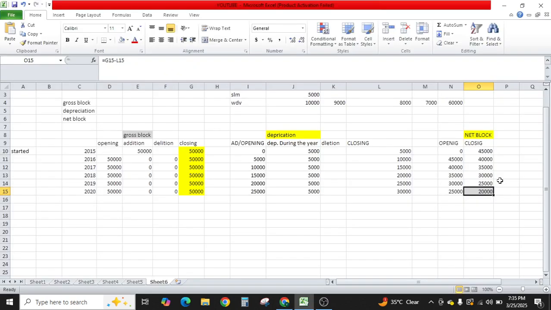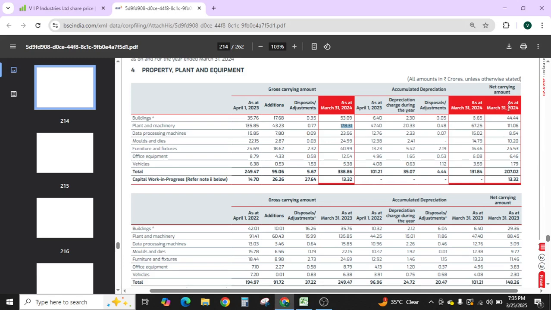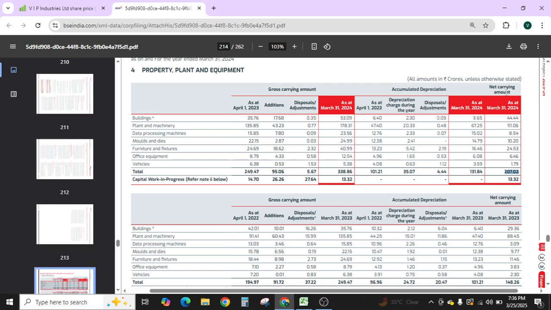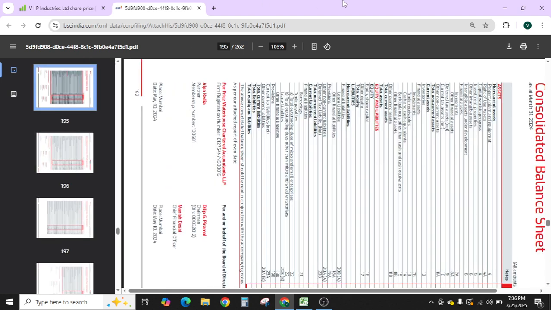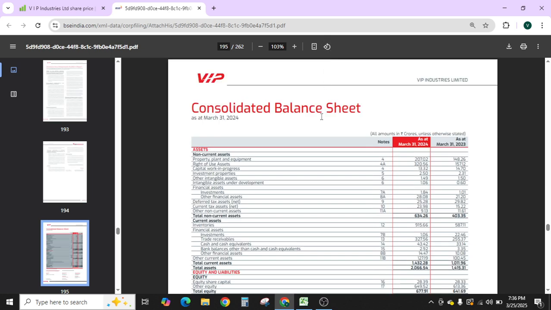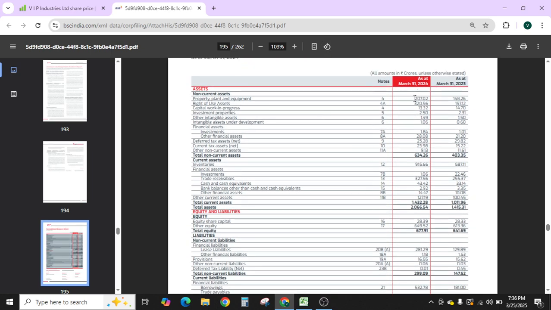So here the closing is 20,000. So here their closing for 2024 is 207.02. Now this will go in balance sheet. Let's check. Net block for FY24, the closing is 207.02. If we go in balance sheet, see 207.02. So from there the amount came here.